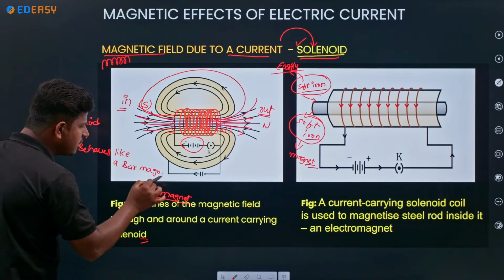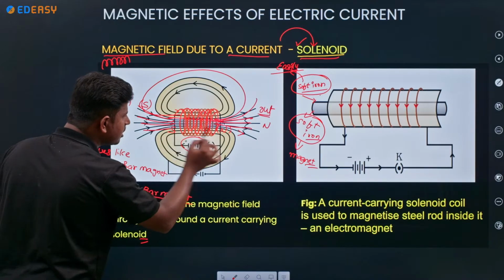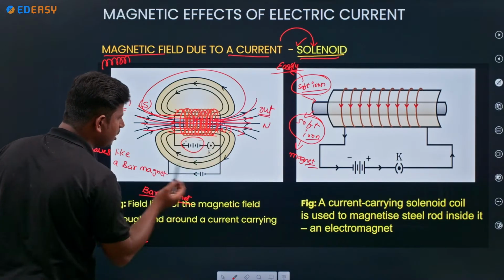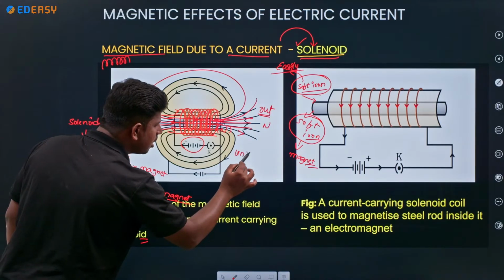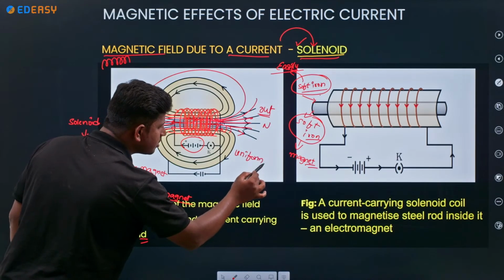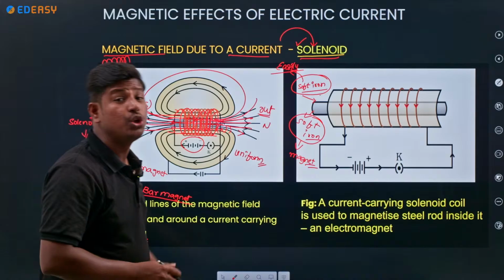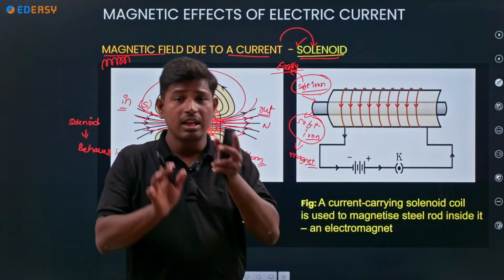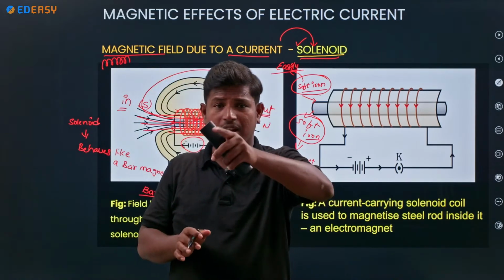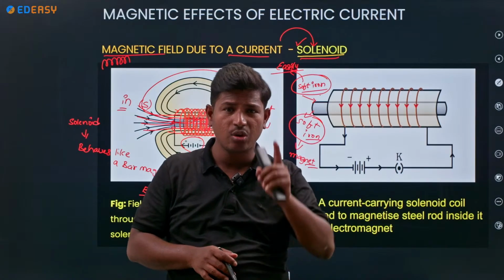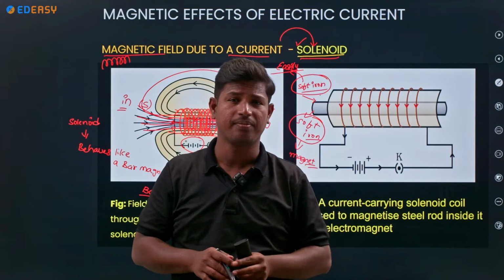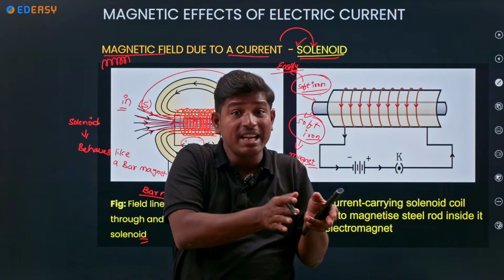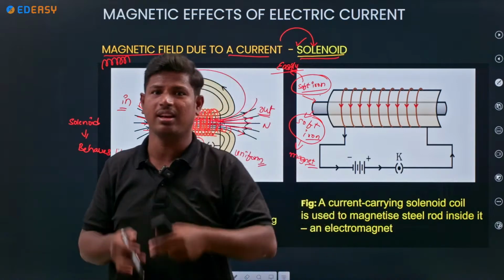Look at the field inside. How is the field inside? The field lines are uniform. Okay. See, if you understand a bar magnet, you understand the solenoid also, because a solenoid is behaving like a bar magnet.